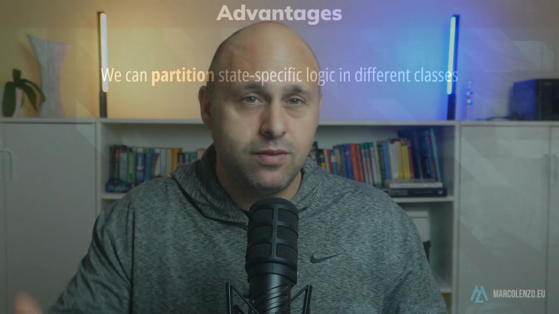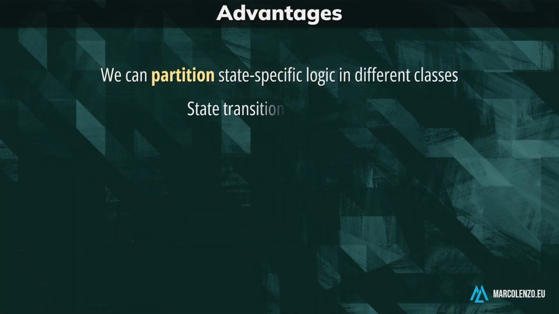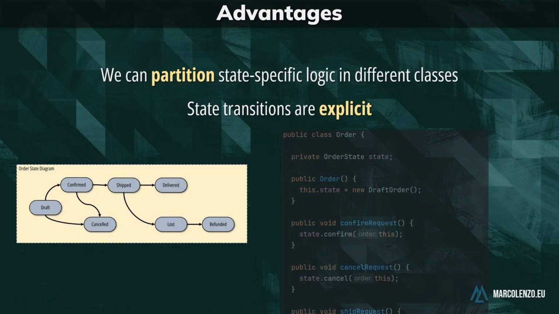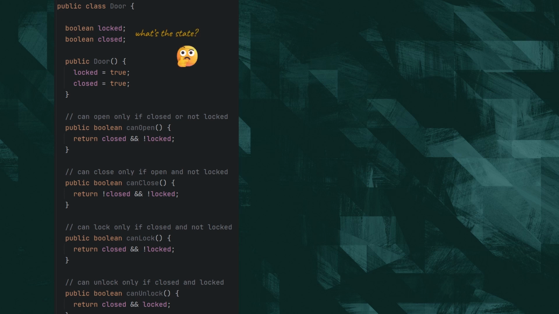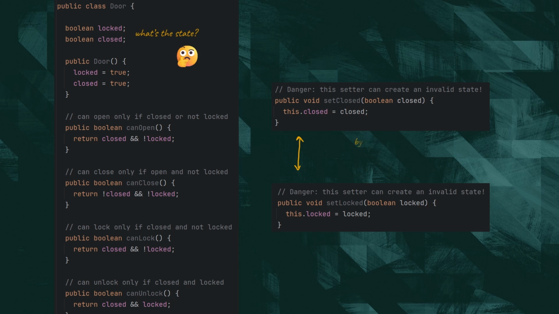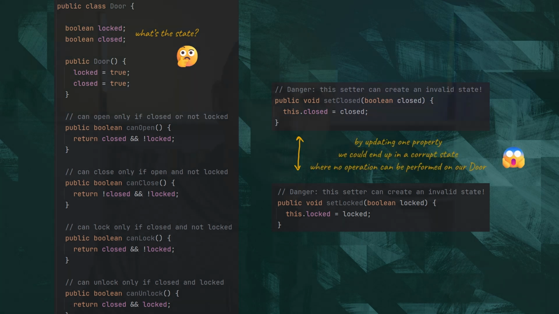Another important advantage is that the state transitions are explicit and modeled according to a precise state diagram. The state is represented by a single property, which is updated atomically. The context can have only one state. In contrast, a conditional statement may depend on multiple variables, which can be updated independently. This is way more fragile.